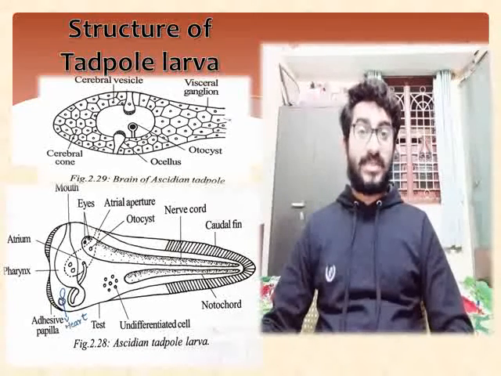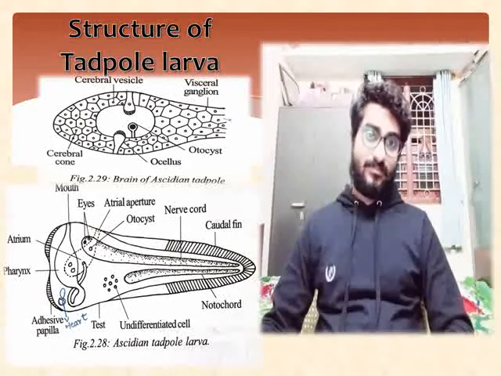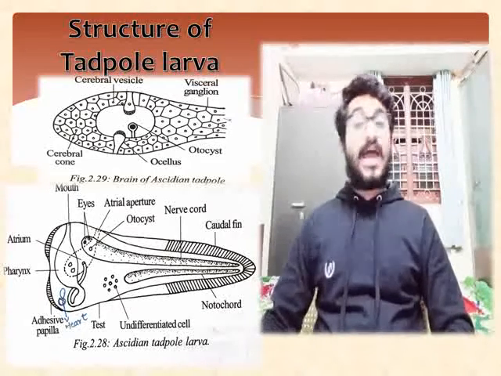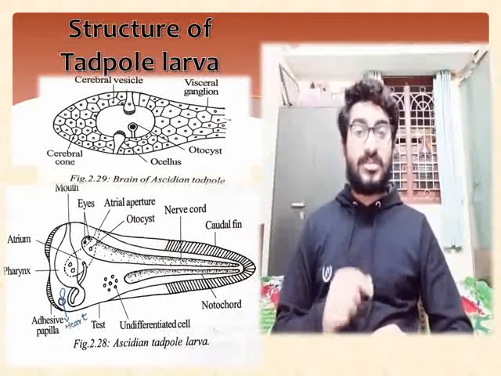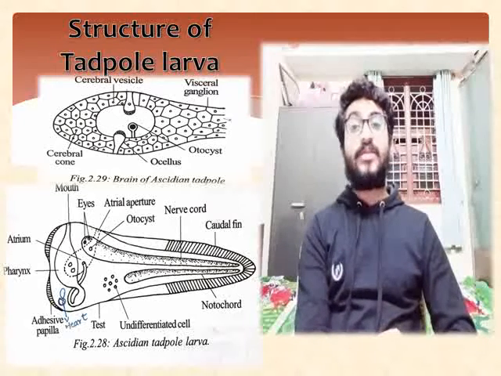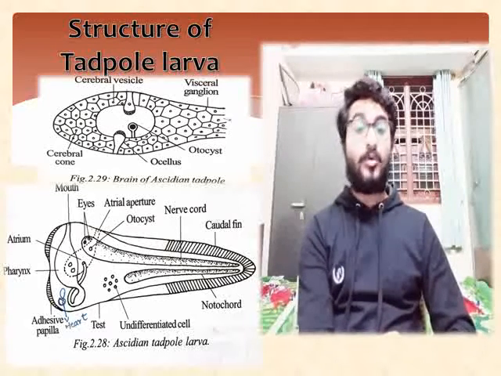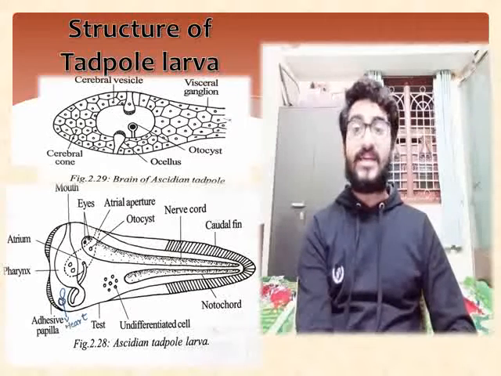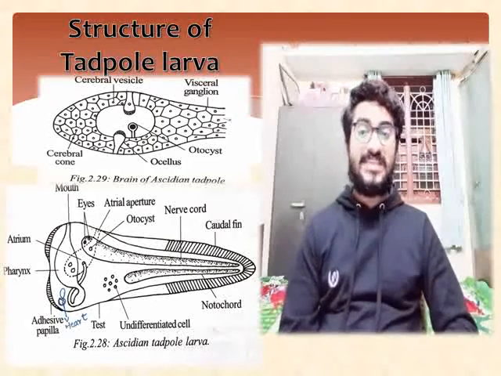It opens into the atrium. So the atrium is present towards the pharynx. It opens to the outside by the presence of the atrial aperture. You can see the structure there.